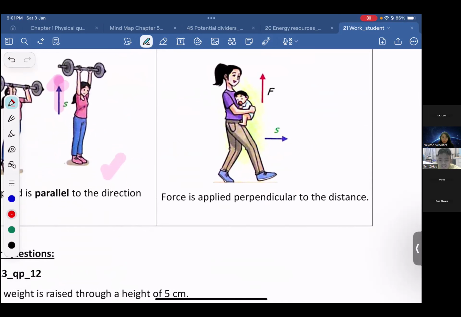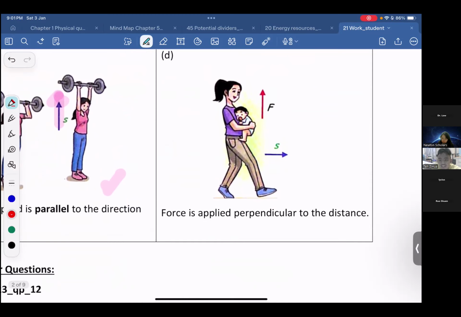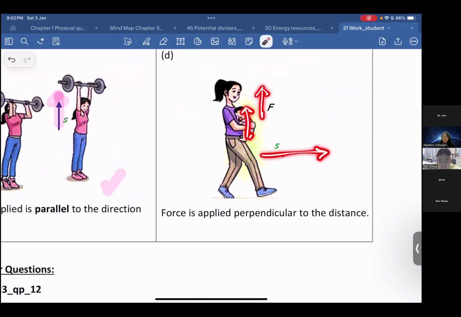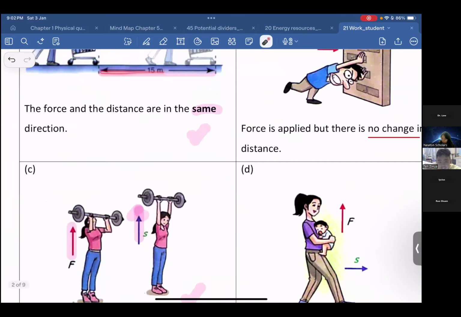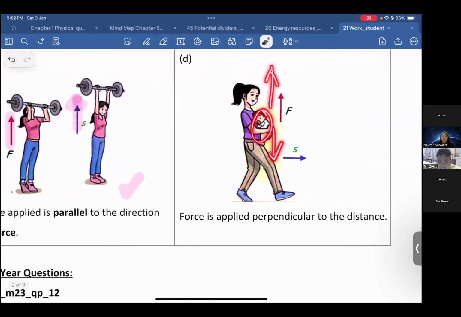This one. Force is applied perpendicular to the distance. Let's say you carry a baby. Of course you are holding, so your force is in the upward direction. You are holding the baby, then you walk like this. Did you do work? My answer is no. No work is done when you carry the baby. The force and the distance are in the same direction, then work is done. Or maybe you carry the baby and move up and down, then yes, you do the work. But here the force and the distance are perpendicular, so no work is done.